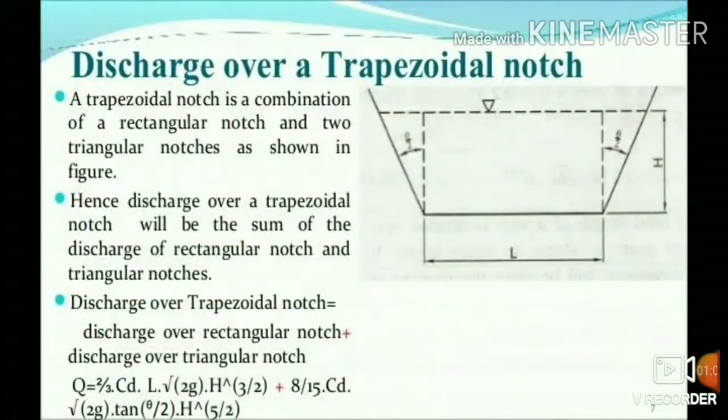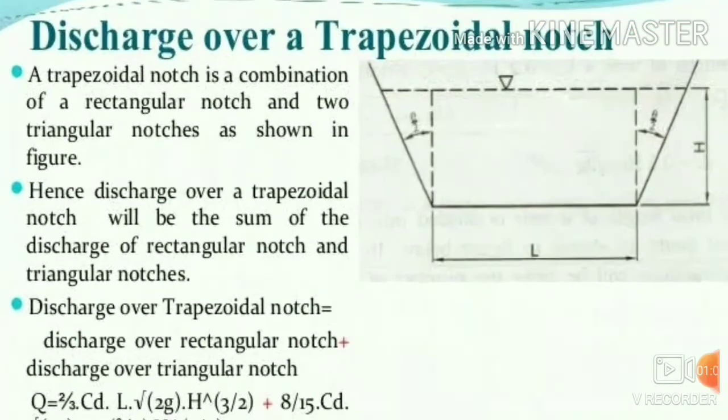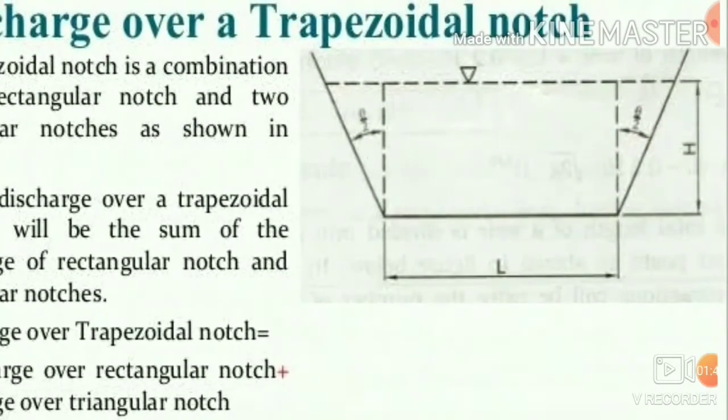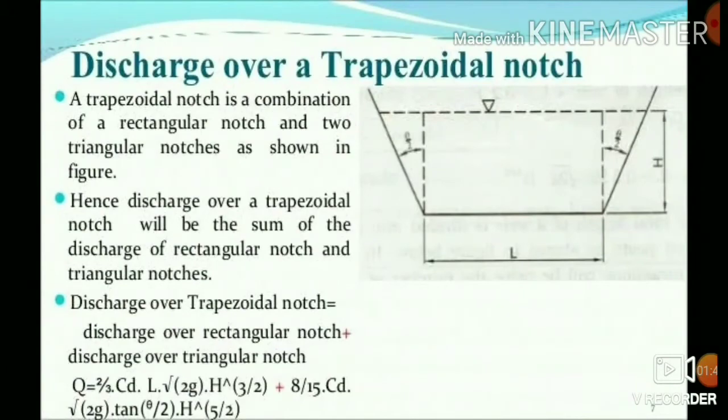And friends, this is the formula for a trapezoidal weir, or trapezoidal notch, both we can say. You know that a trapezoidal notch consists of both rectangular and triangular weir. You see here in the formula, it is the sum of both triangular and rectangular weirs. That is 2 by 3 into CD into L into root 2g into h to the power 3 by 2, plus 8 by 15, and so on. Both the formulas are joined together, and you can see in the diagrams also that a trapezoidal notch consists of both a triangular notch and a rectangular notch. So we can add both the formulas and we can get the discharge of the trapezoidal notch.